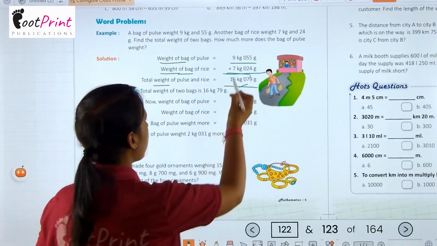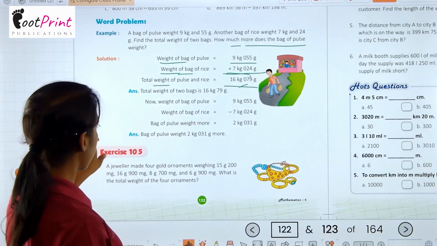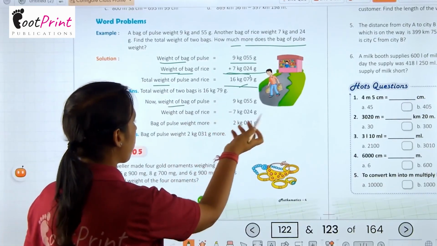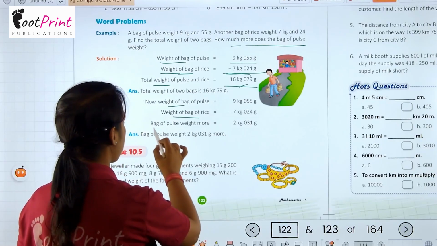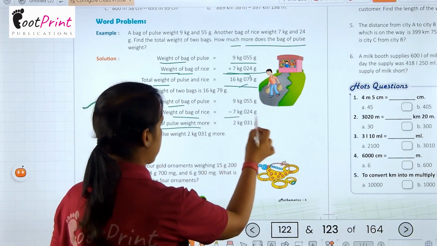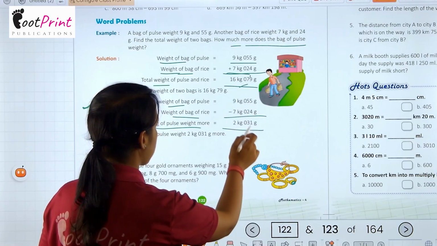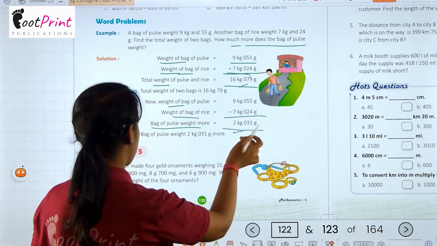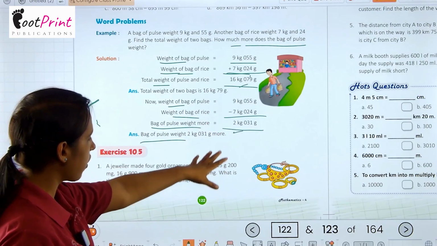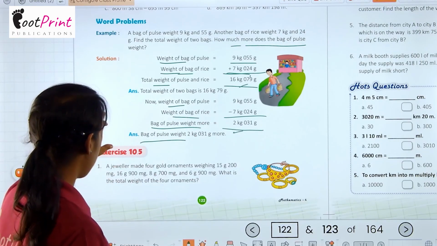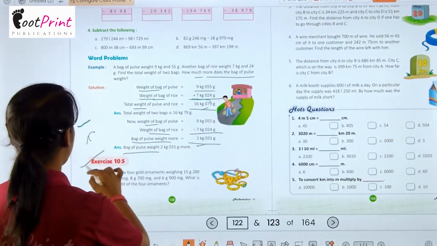And we also find out how much more the bag of pulse weighs. How much more is the weight of pulse? So here we write weight of bag of pulse is this, weight of bag of rice is this, and to find how much more, we will subtract. So 5 minus 4 is 1, 5 minus 2 is 3, 0, 0, 9 minus 7 is 2. So the bag of pulse weighs 2 kilograms 31 gram more. Okay, so here we have some word problems.